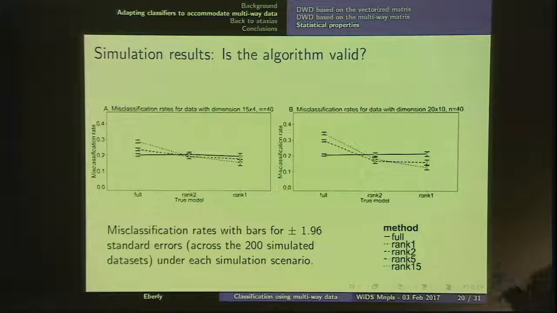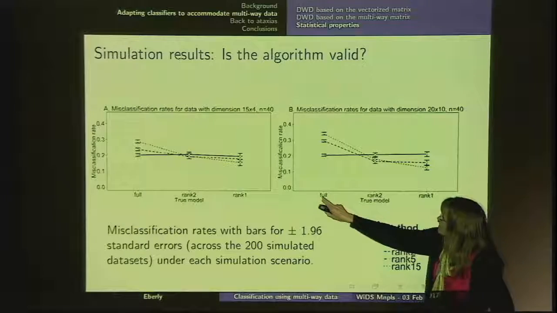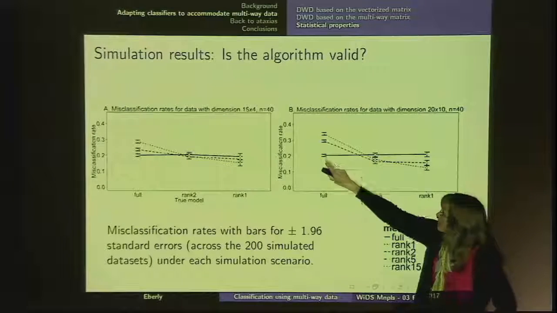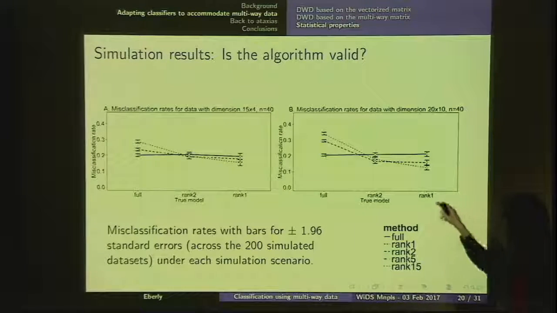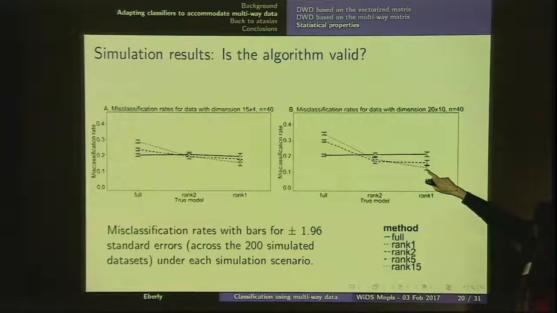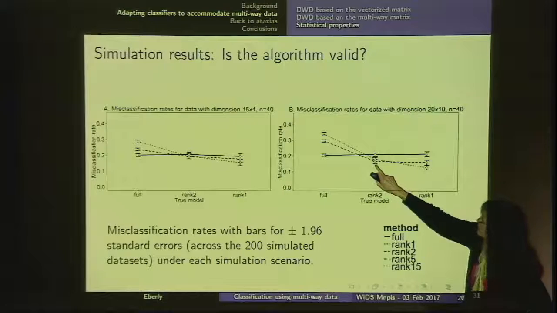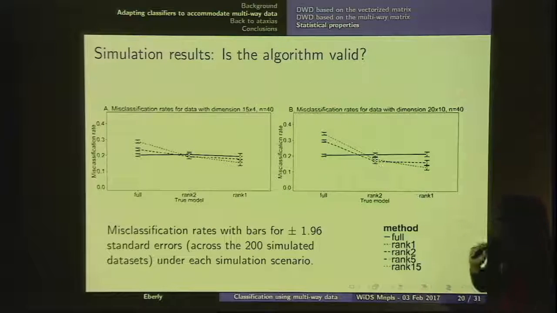Okay, so here's just a simple graph, a piece of some of the simulations that we did that illustrates this. So you can see when the full model is the truth, the full model has the lowest misclassification rate. When the rank 1 model is the truth, it has the lowest misclassification rate. And when the rank 2 model is the truth, it has the lowest misclassification rate.